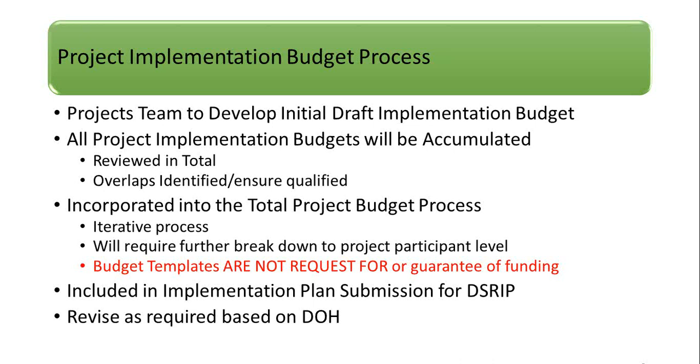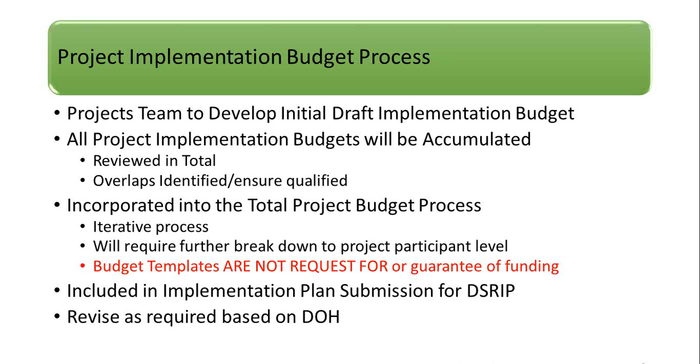And then the next step is bullet 2 here. All the project implementation budgets will be accumulated. They're going to be reviewed in total. We'll be looking for overlaps. We'll ensure that everything's qualified, if you will, and that's a loose term, expenditures. So the PPS and with some work groups also will be looking at all that together.